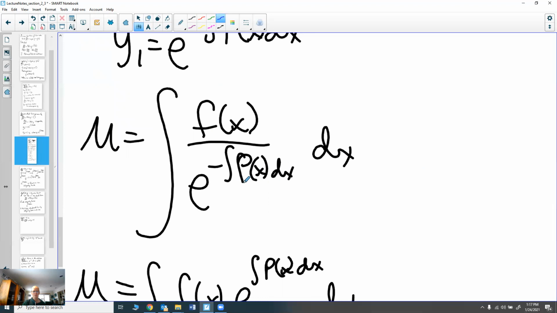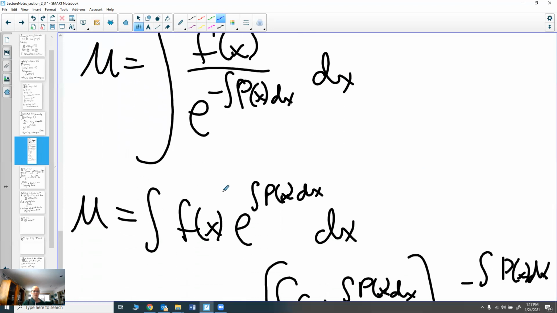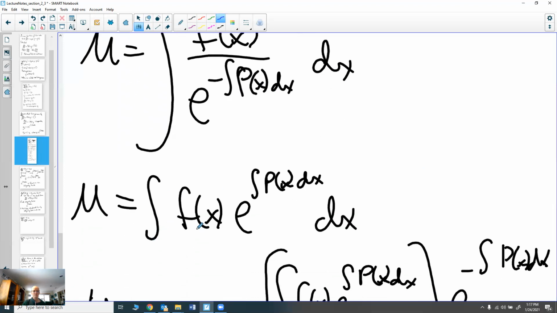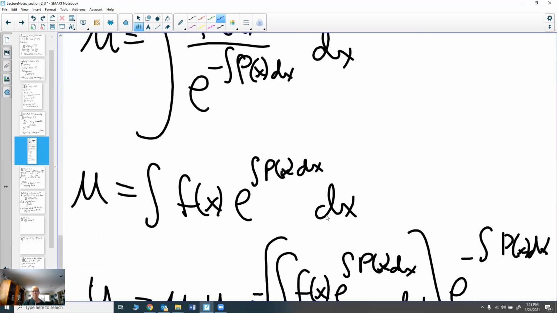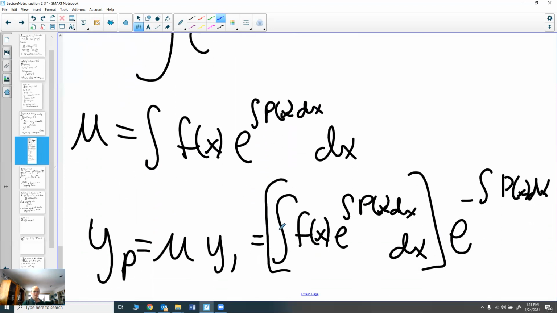Now everything has an x in it. We can find this integral. So mu is equal to this integral of f(x), and to make it a little bit simpler, bring that up to the top, e to the integral of p(x) dx. So if that's what mu is, that means my y sub p is that mu times y1. So it's this integral of f(x) e to the integral of p(x) dx, all dx, times y1, which was e to the negative integral of p(x) dx.